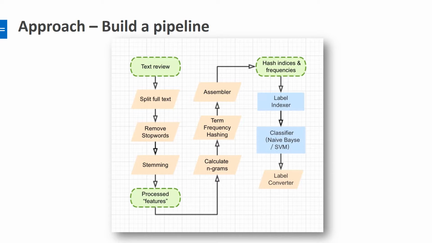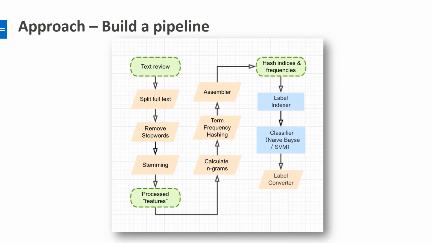And then each of the yellow boxes represents a transform stage, which will take an input column from the training dataset, perform some work, and write out to an additional column in the dataset. A transformer will only operate on the current record. So we first split the full text into an array of words.